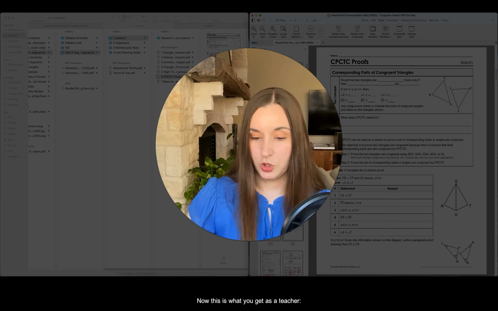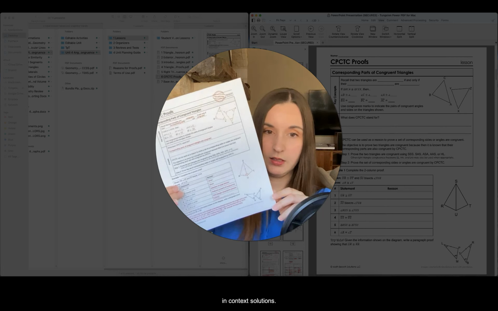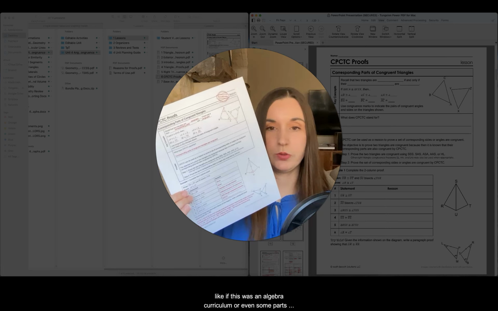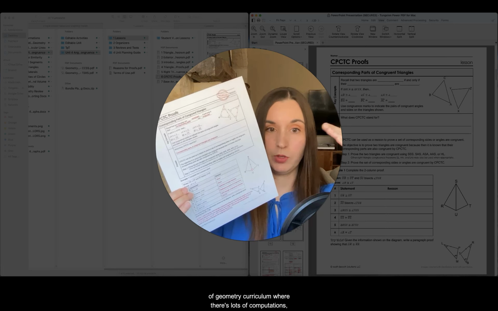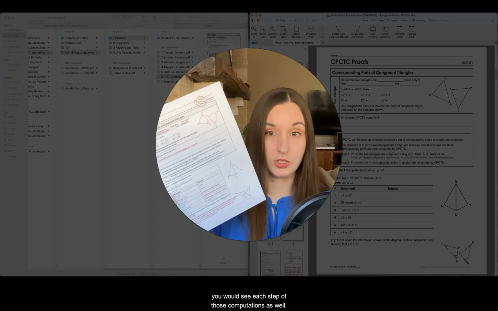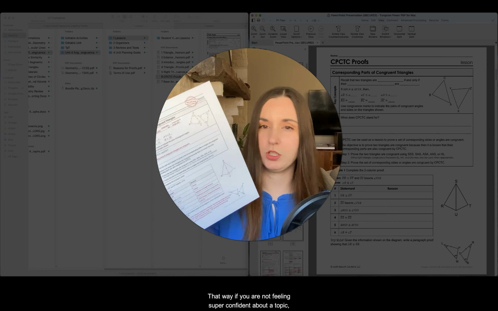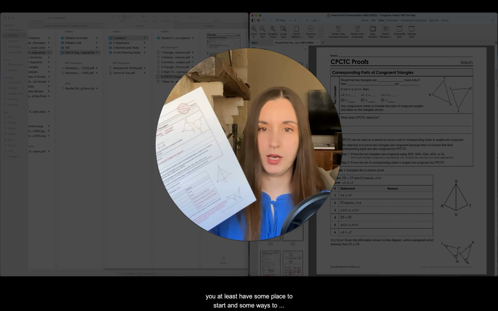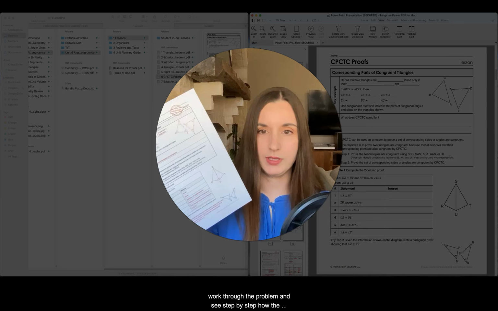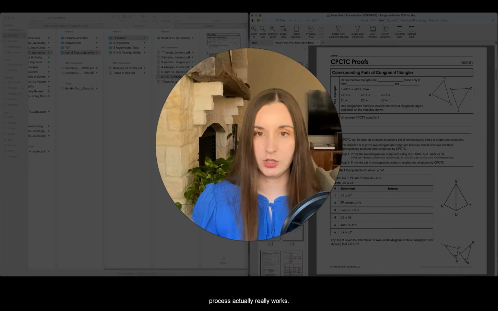Now this is what you get as a teacher. In-context solutions. If there were equations to solve, like if this was an algebra curriculum or even some parts of geometry curriculum where there's lots of computations, you would see each step of those computations as well. That way, if you were not feeling super confident about a topic, you at least have some place to start and some ways to work through the problem and see step by step how the process actually works.